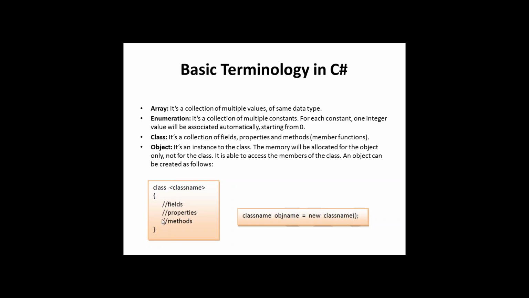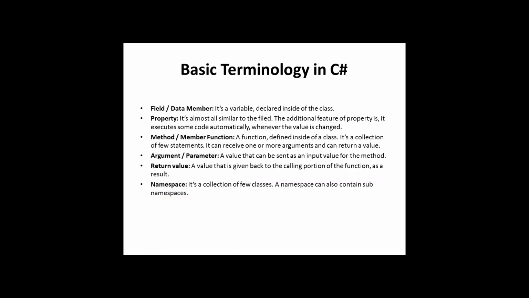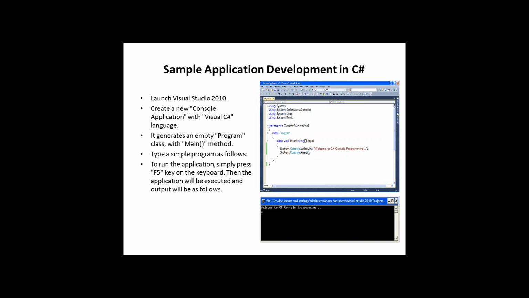We will discuss in detail, don't worry, when we touch object-oriented programming. In that we have data members, properties, methods, arguments or parameters, and return value. Namespace is nothing but a collection of classes. We will see one sample Hello World program, so that you will see those blue color words and those kinds of things.